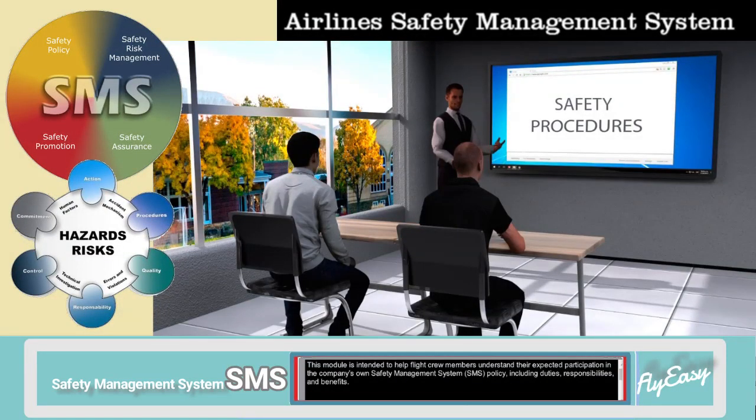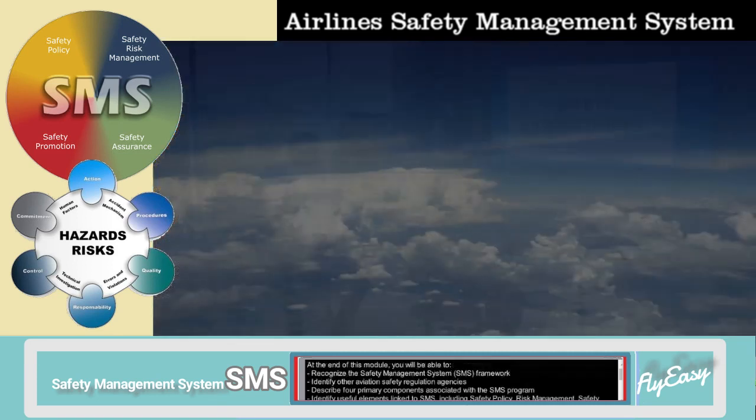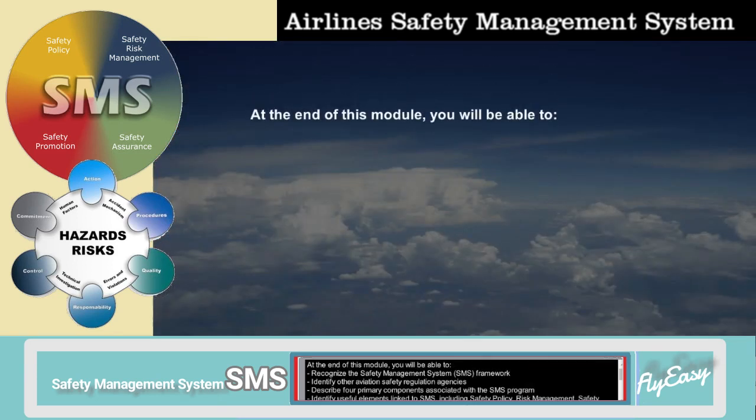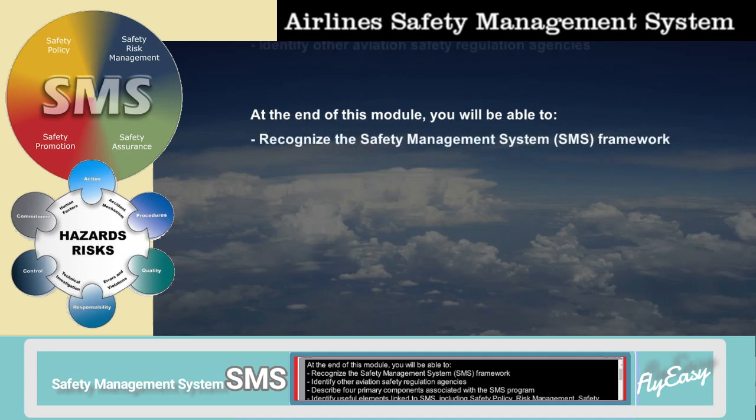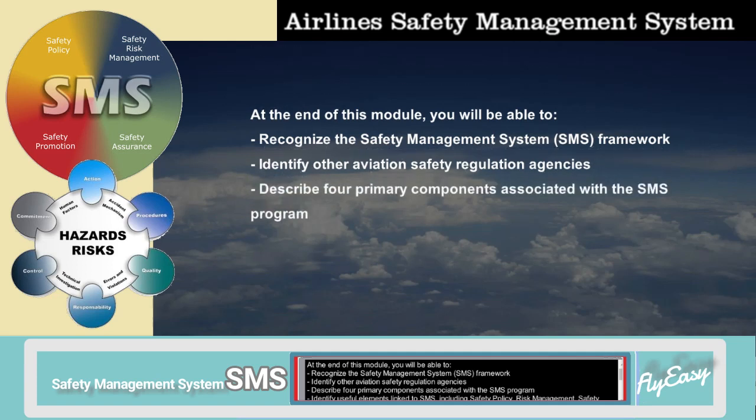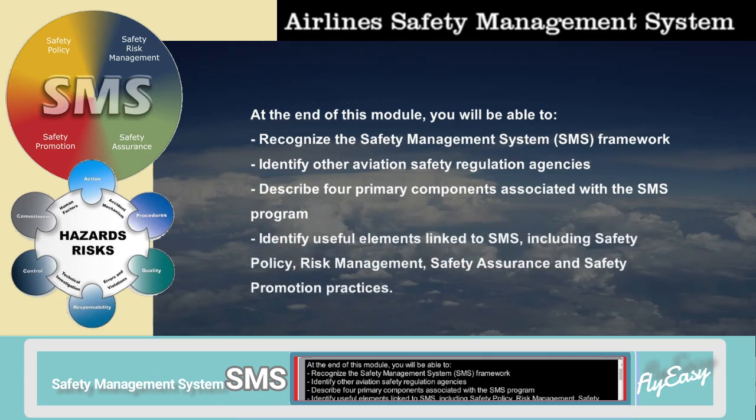This module is intended to help flight crew members understand their expected participation in their company's own safety management system, SMS policy, including duties, responsibilities, and benefits. At the end of this module, you will be able to recognize the Safety Management System, SMS framework, identify other aviation safety regulation agencies, describe 4 primary components associated with the SMS program, identify useful elements linked to SMS, including safety policy, risk management, safety assurance, and safety promotion practices.